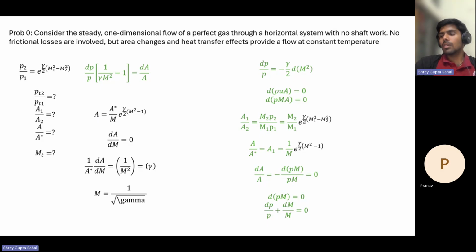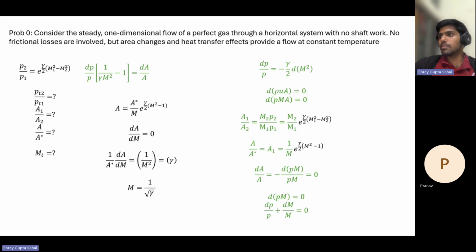That was the problem actually. I didn't write it down, but the problem was to see that the minimum area occurs at Mach number equals 1 by square root gamma. I didn't write that down. I just wanted to see the expression of minimum area. So this is the nth node.